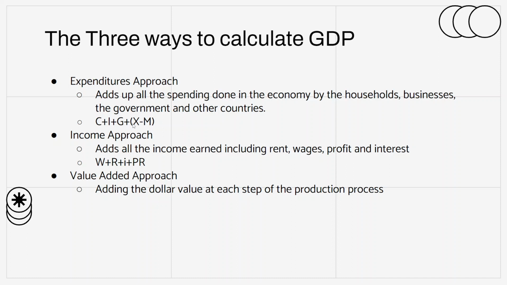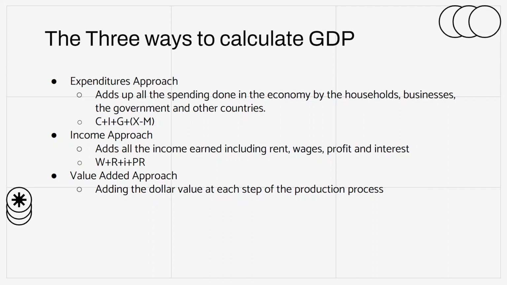And then X minus M. So what is X minus M? X minus M equals net exports. X is how many exports, and minus how many imports you have. If you calculate that, you get the expenditures approach.